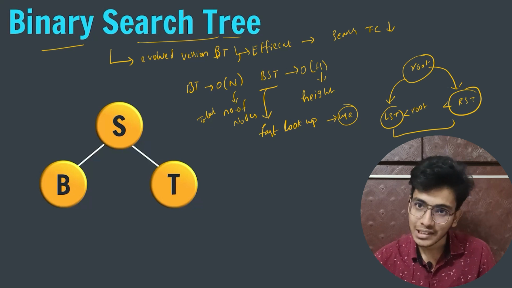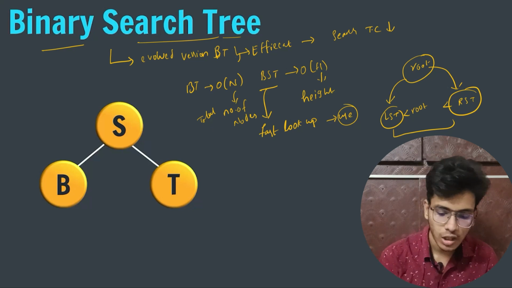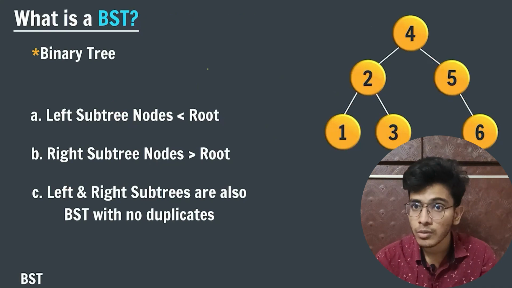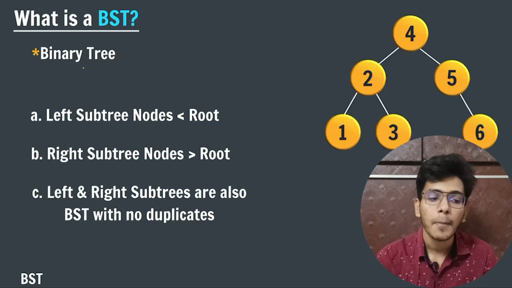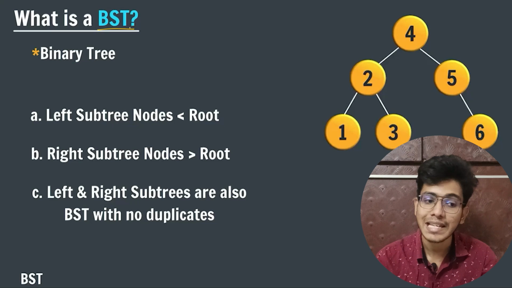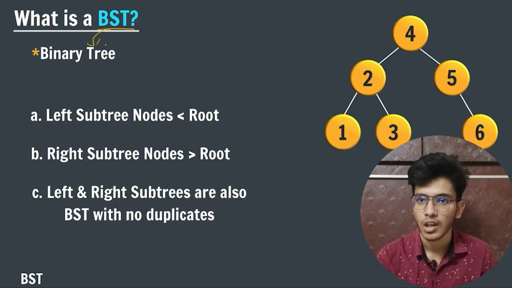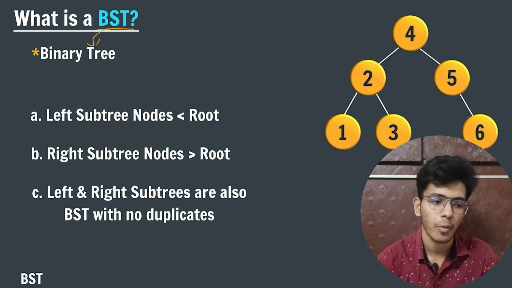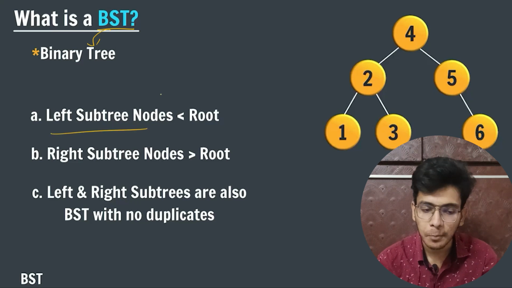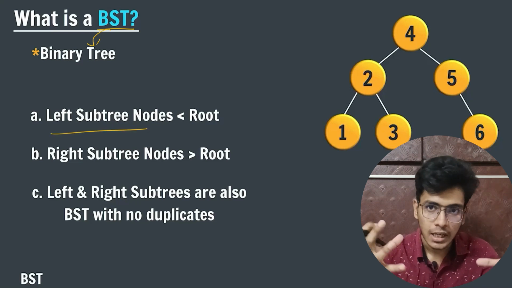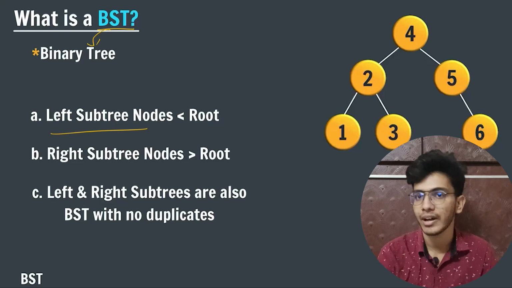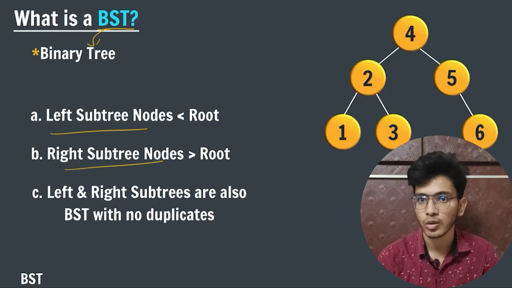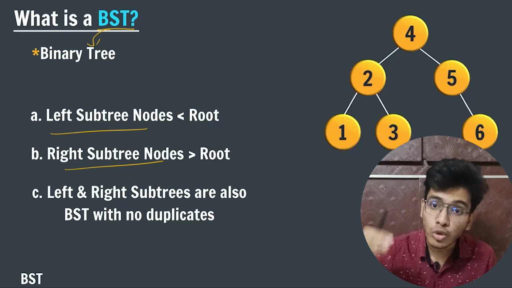Now along with it, there are certain properties you need to remember, so let us talk about those. The first property you need to remember in your mind is that a binary search tree, a BST, is first of all a binary tree. So the first property is that BST is a binary tree. The second property is that left subtree node values should be less than my root node value, right? And the third property is that the right subtree node data should be greater than my root data value.